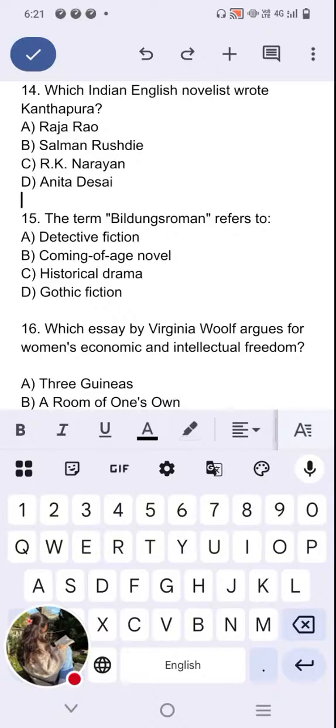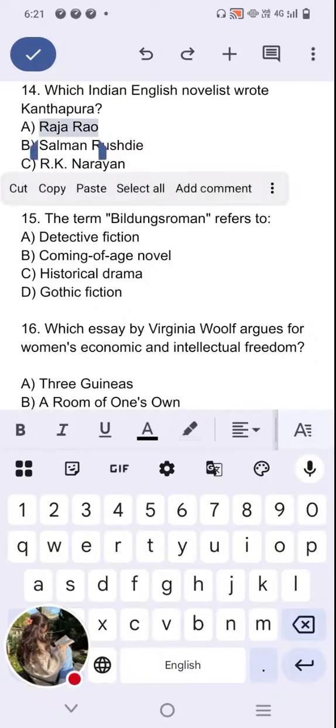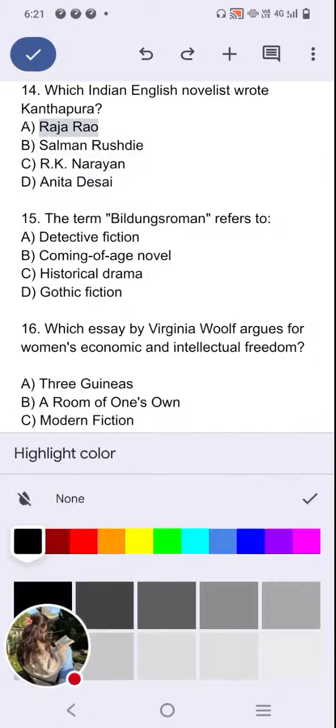Okay, I'll give you a hint. The three main novelists are Raja Rao, R.K. Narayan, and Mulk Raj Anand. And we have two of those people in the options itself. Who is it? Is it between Raja Rao and R.K. Narayan? Who do you think wrote Kanthapura? The right answer is option A, Raja Rao.